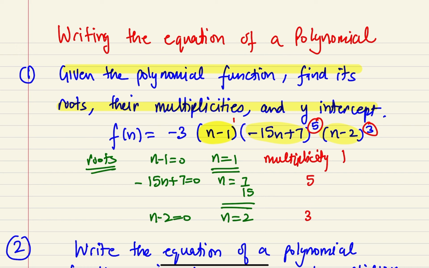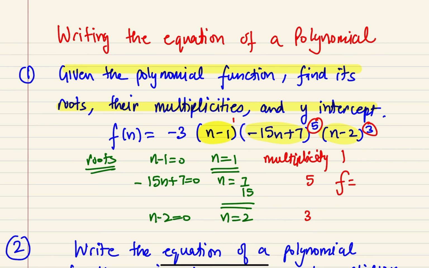Now we also wanted to find out the y-intercept. To find the y-intercept, we can simply plug in n equal to 0 and solve for f. So that would be f of 0, because when we're talking about the y-intercept, the graph is touching the y-axis at that point. And the only way a graph can touch the y-axis is when the x-coordinate is 0. So let's see, when n is 0, what is the y value here? We wanted to find the y-intercept.